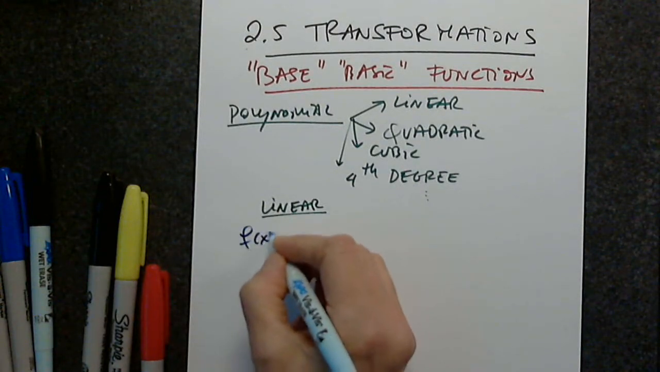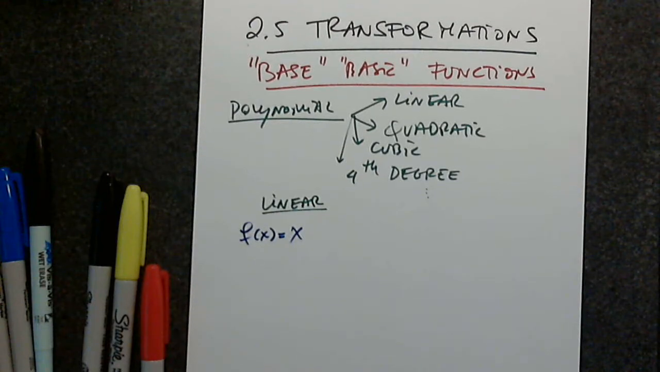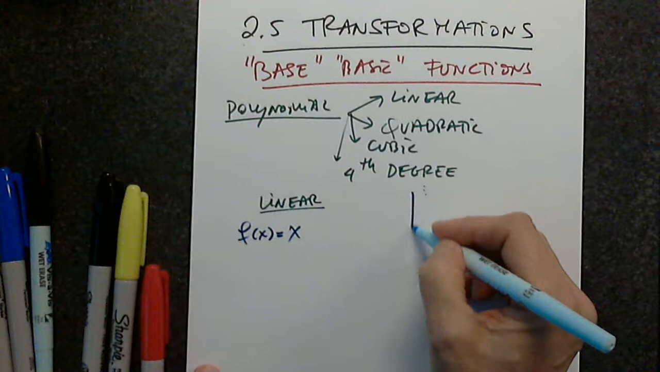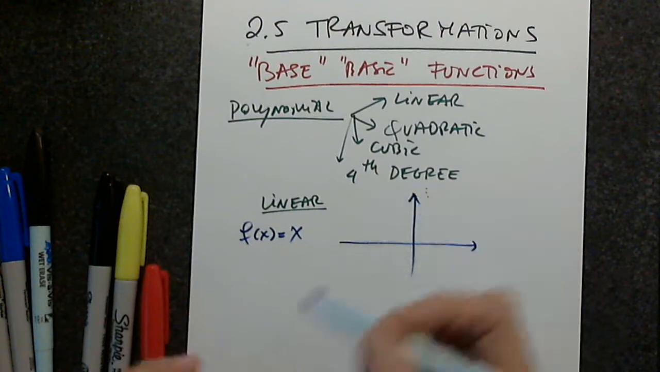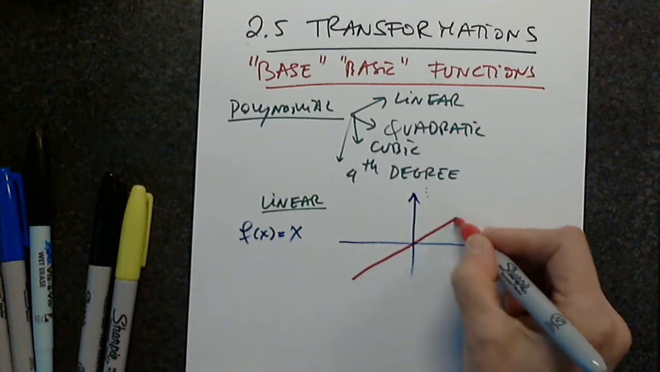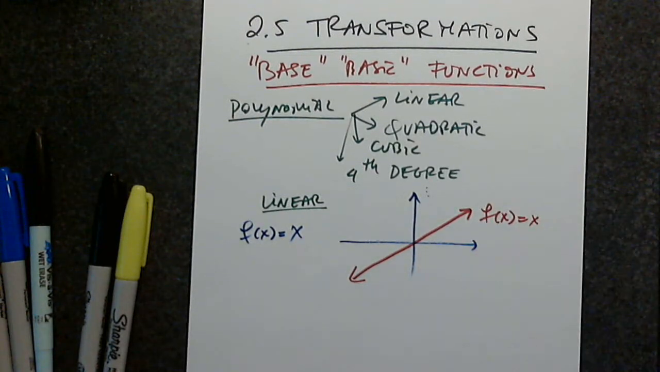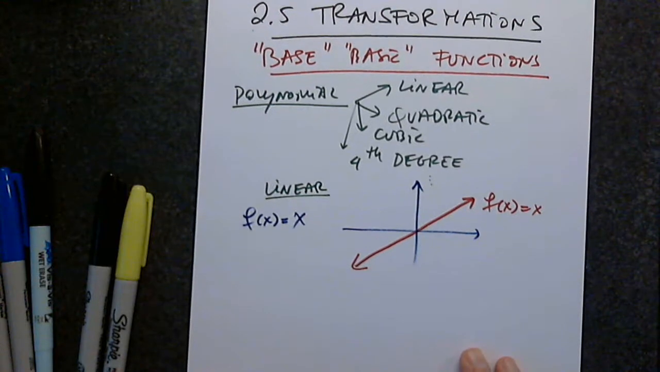f of x equals just x. You're right, x plus 2 is also simple, but the simplest possible linear equation is y equals x. Here is the graph of y equals x, the simplest possible linear function. f of x equals x. Is it odd, even, or none of the above? Very important to know.